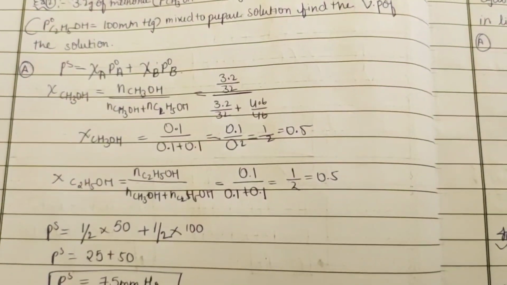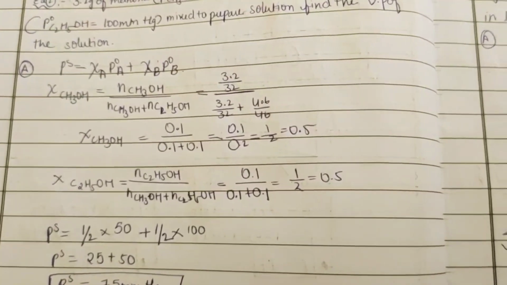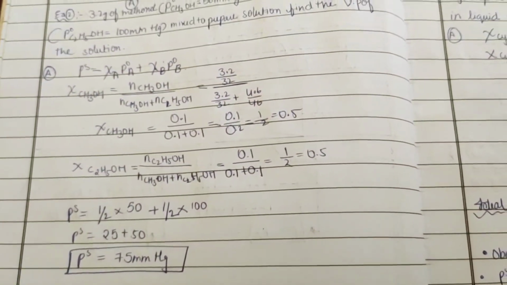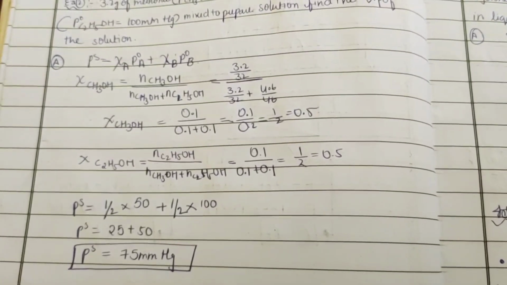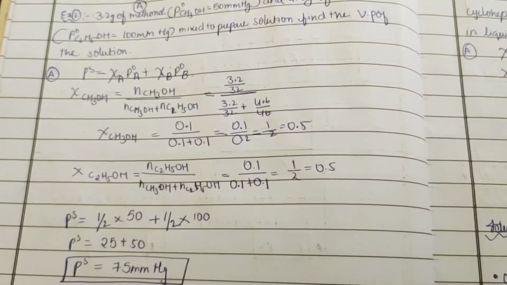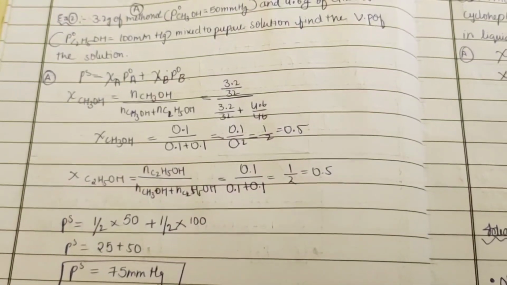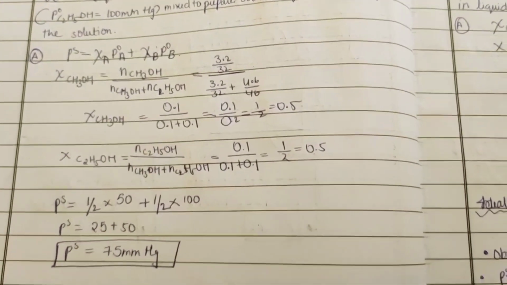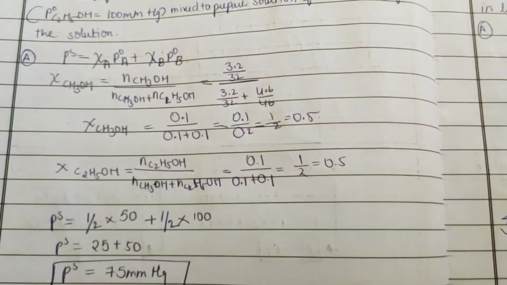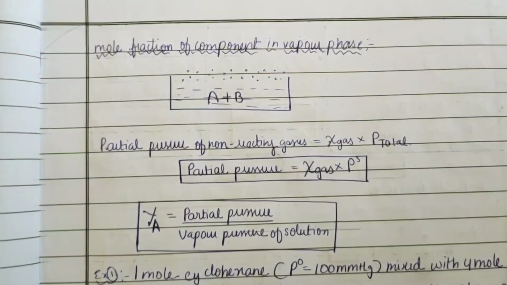It is the same when we take C2H5OH. So we'll get 0.5 again, where Ps equals half into 50. PA we already know is 50 mmHg, then PB equals 100 mmHg. So half into 50 plus half into 100, which gives us 75 mmHg.